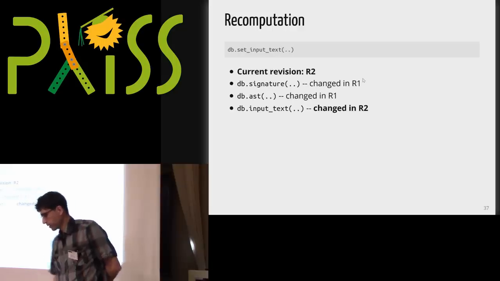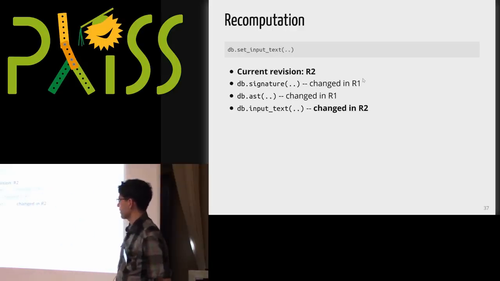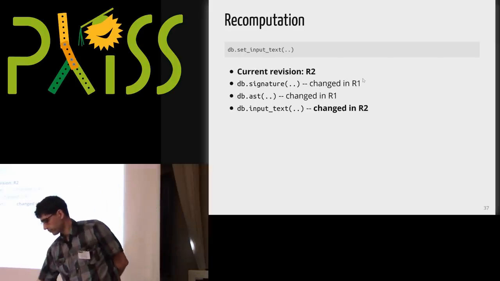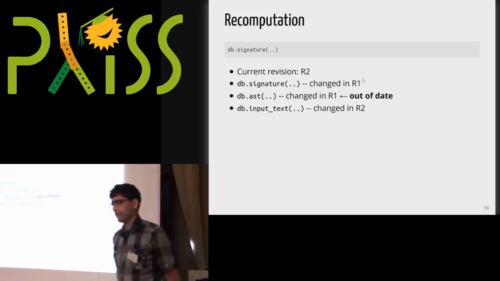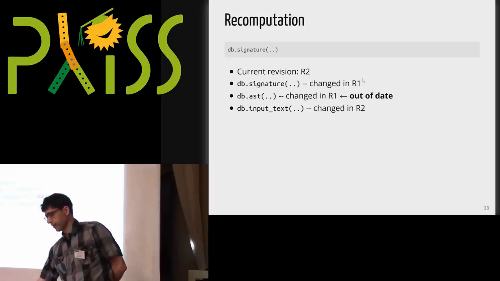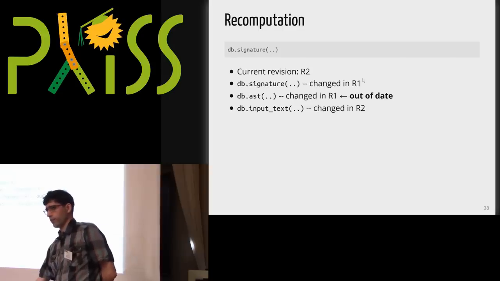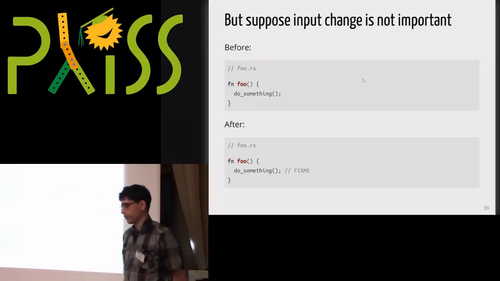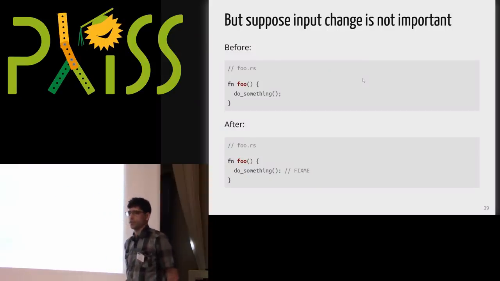Right. So now we have this dependency information, so if we go to a new revision, when we go to recompute the signature, we would notice that the AST is out of date because its revision is too old. It has an input that is newer than its revision, and we would recompute it. But what happens a lot with this system, of course, is that the actual change that you made doesn't really matter. So the simplest example is, suppose I added a comment into the function.